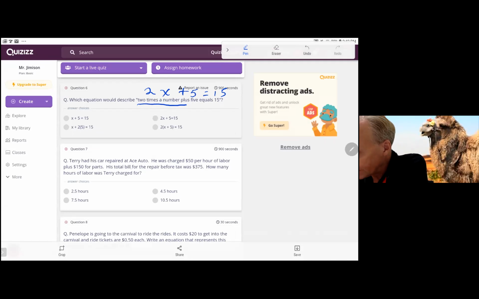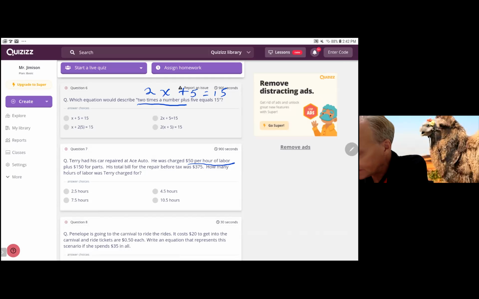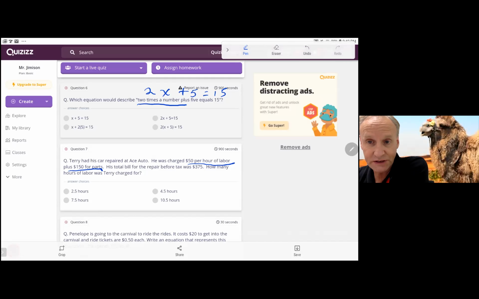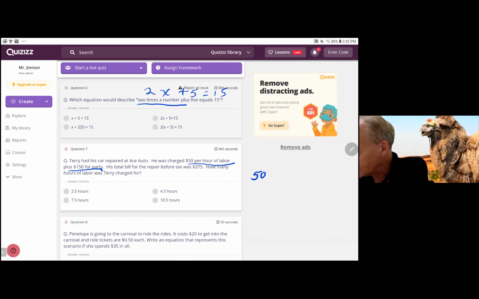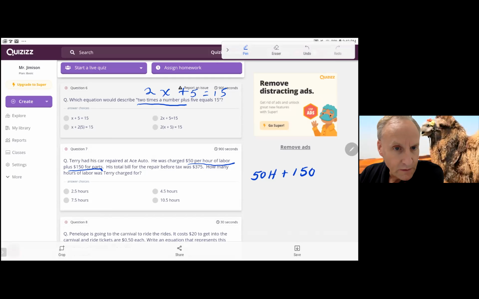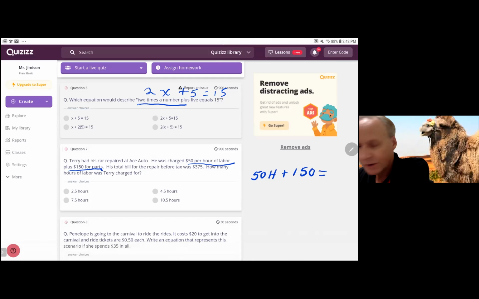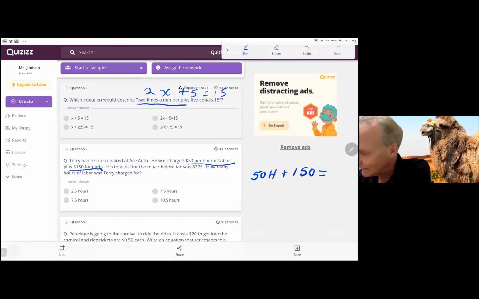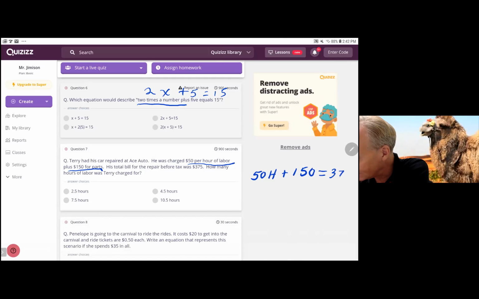Terry had his car repaired at Ace Auto. He was charged $50 per hour of labor plus $150 for parts. Man, that is a cheap mechanic shop. Most mechanic shops charge over $100 an hour. So he was charged $50 for each hour plus $150 for parts. Must have been a pretty small, easy part. If his total repair bill for repairs before tax was, notice was is a form of is equal to $375.